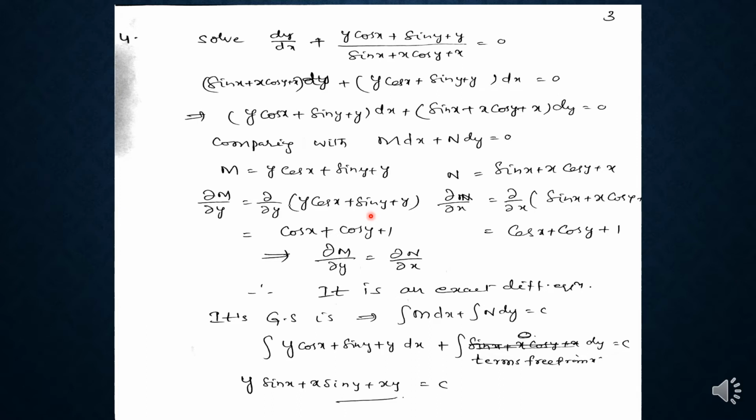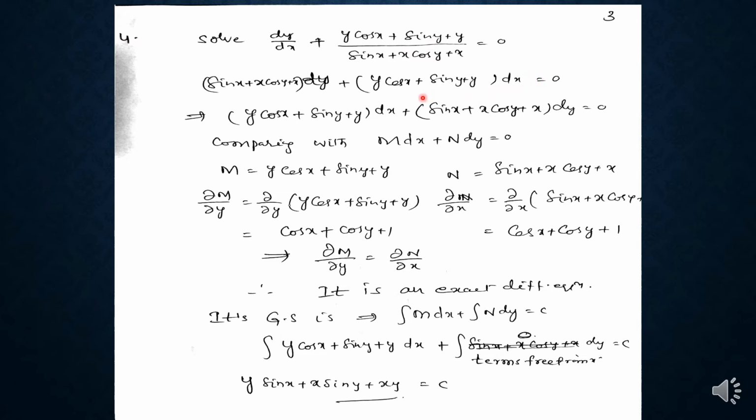Now coming to the next problem, solve dy/dx plus (y cos x plus sin y plus y) / (sin x plus x cos y plus x) is equal to 0. Here we cannot separate the variables. So the x and y terms are combined together. So convert it into the exact differential equation form, M dx plus N dy is equal to 0. For that take the LCM, that becomes (sin x plus x cos y plus x) dy plus (y cos x plus sin y plus y) dx is equal to 0.